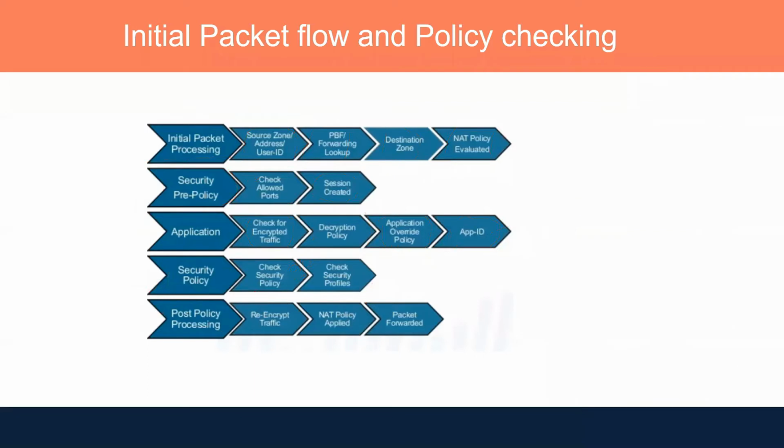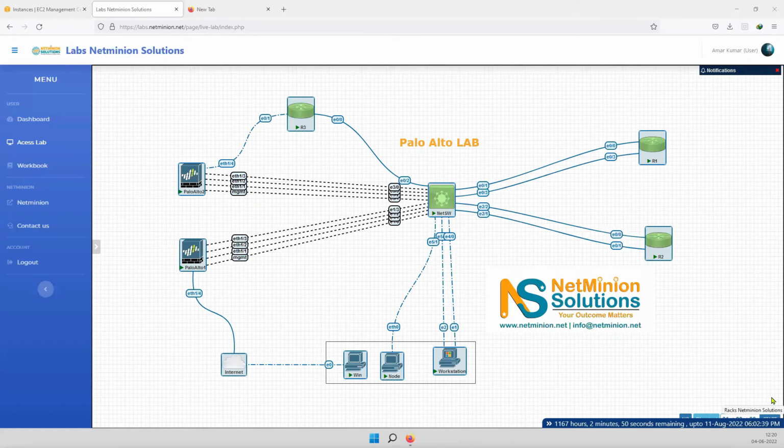Right. So I'm directly coming to the demo over here. Let me just show you something. This is my Palo Alto firewall. In this Palo Alto firewall, we have dedicated interfaces for management. So this is the management interface. For this one, I'm just going to assign this IP.